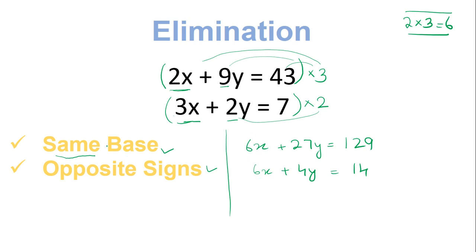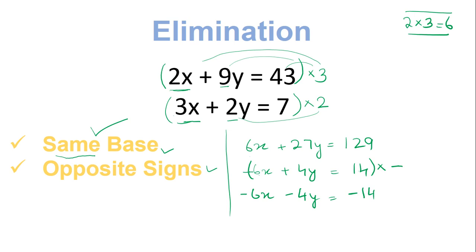Now, are my bases the same? Yes. One condition satisfied. I turned my bases into 6, so now I have the same base. Now, the second problem is that we need opposite signs. Both the 6x's are positive, so I need to turn any one equation negative so that the signs turn opposite. So I'm going to pick my second equation and multiply it by a minus sign. So a 6x multiplied by a minus means minus 6x. A 4y multiplied by a minus means a negative 4y. A 14 multiplied by a minus sign means a negative 14.